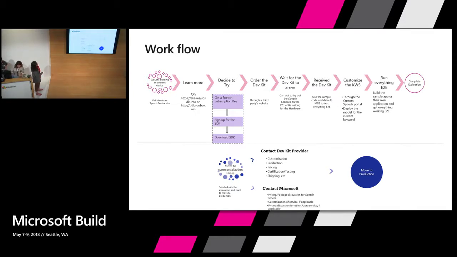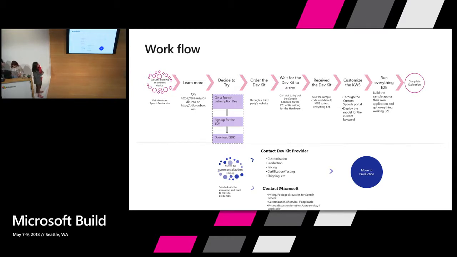And Rubu's website. You can try, first get a speech subscription key. You can do that for free. Get a subscription key, sign up for the SDK, and download the SDK. If you're approved for the SDK, we will recommend you order the dev kits from Rubu, from their website. While you're waiting for the SDK to arrive, you can try the speech services on your PC.